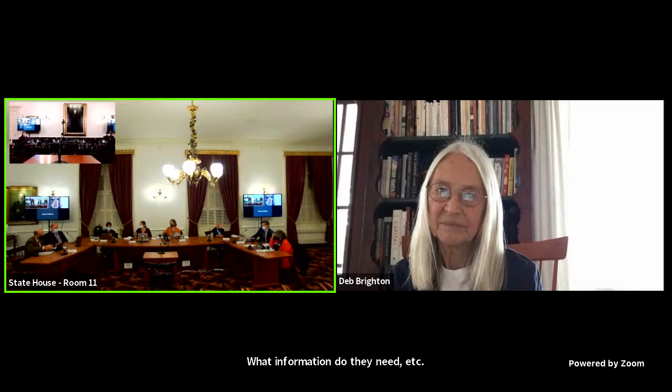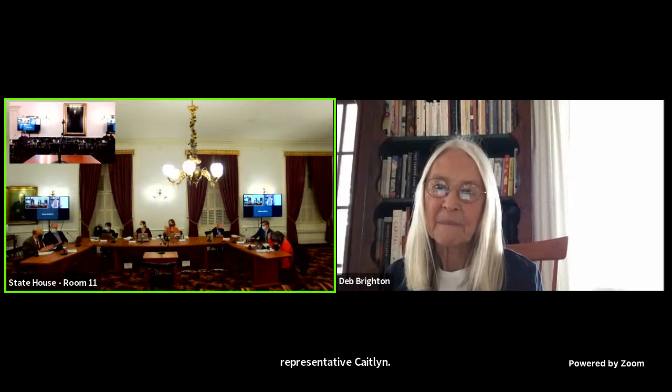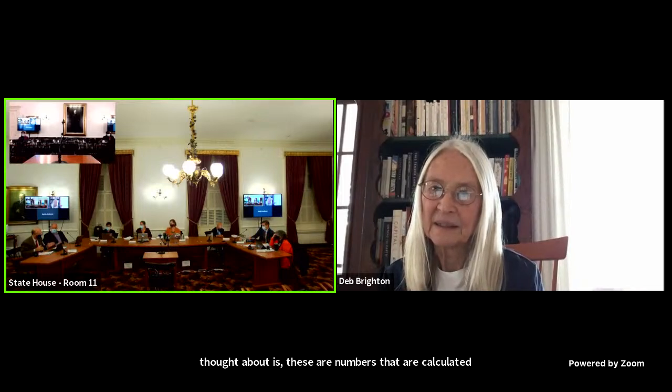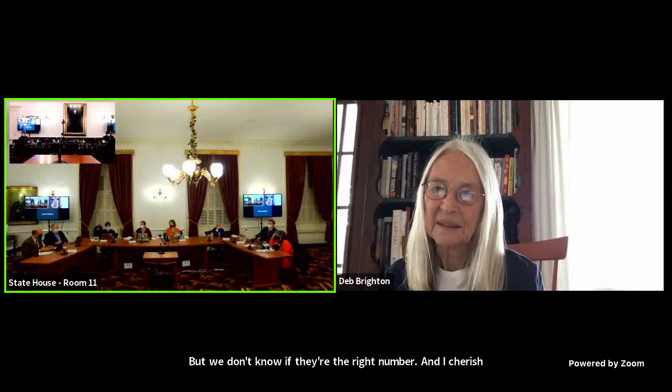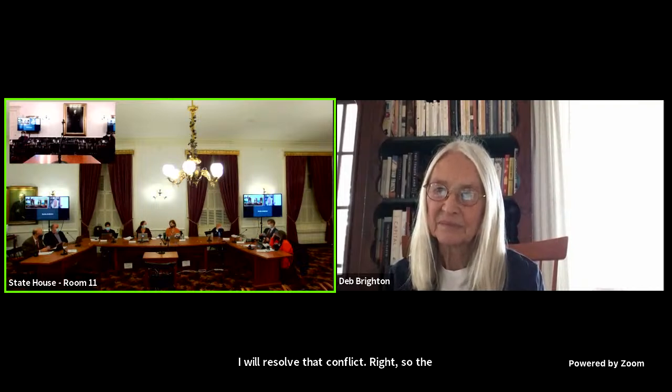Representative Conlon: I think you brought up a point that I hadn't really thought about, which is that these are numbers calculated based on current spending, but we don't know if they're the right number. I'm curious to know his thoughts on how we resolve that conflict. Right, so there are a couple options.